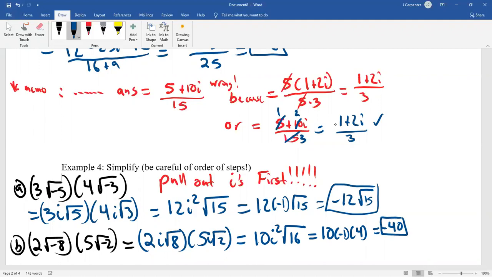And if you did this problem by breaking up the square root of 8 first, you would get the same answer, but you would take more time, because you'd end up with negative 20 times the square root of 4, breaking it up that way ultimately, and then you'd have negative 20 times 2, which is still negative 40. Again, the order doesn't actually matter.